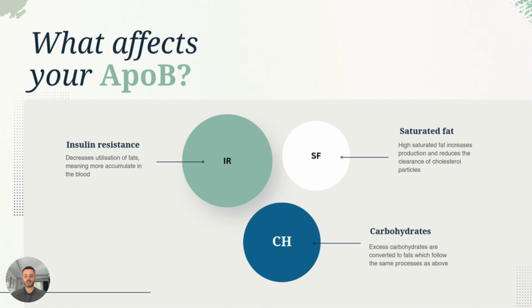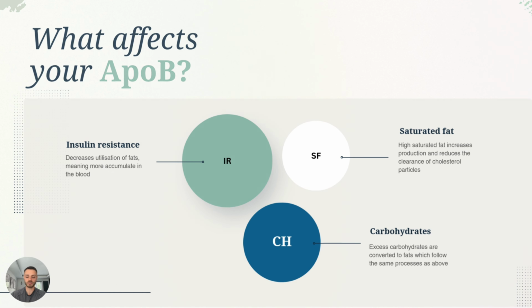When it comes to saturated fat, high saturated fat increases the production of VLDL and LDL particles from the liver, but also decreases their uptake from the blood. So again, this will also increase ApoB. Now, carbohydrates, a lot of people may be aware of the fact that if you have excessive carbohydrates and you don't utilize them, then they will go to fat. Again, like the same process as above, if you've got an increased amount of fat being output by the liver, it will be increasing ApoB.